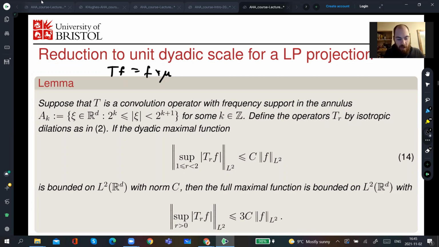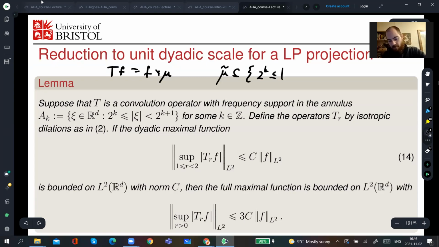But what kind of operator am I going to look at? I'm going to assume that this convolution operator has frequency support in a particular annulus. And what do I mean by frequency support? I mean that when I look at the Fourier transform of mu, it's supported in this annulus right here.